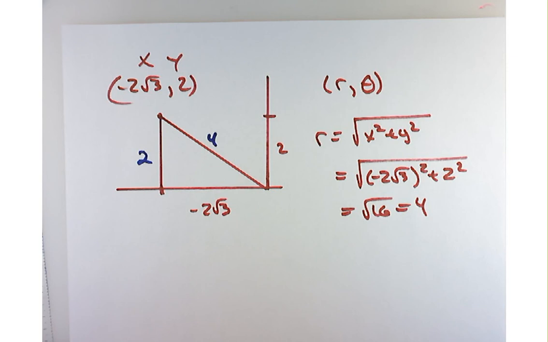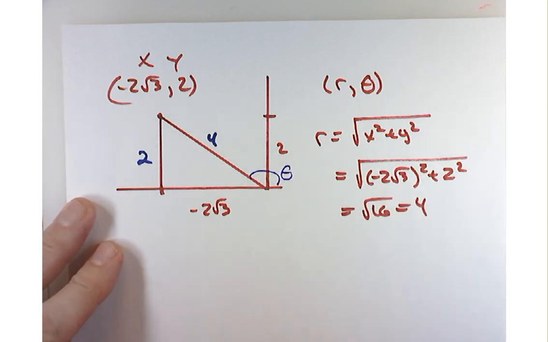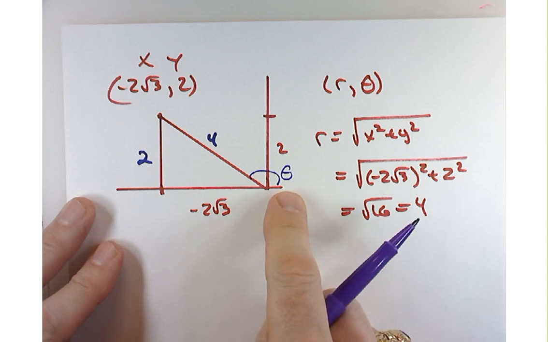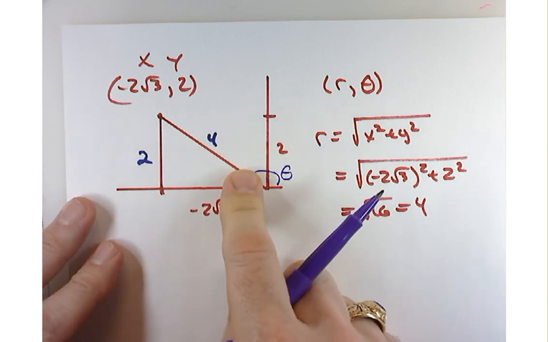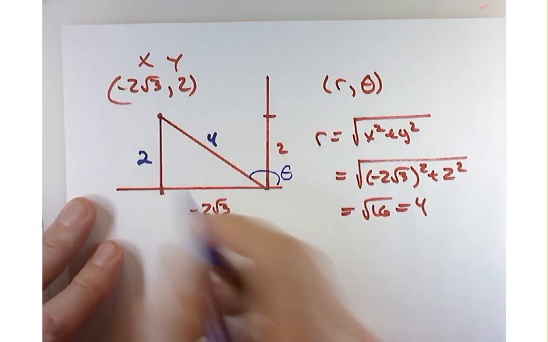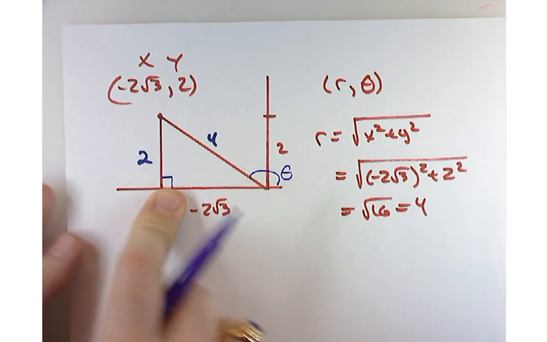Good man. All right, so we know what r is. R is 4. We need to know what theta is. So theta is going to be this here. So you're free to use anything you want. You've got all three sides of this, so you can use any trig function that you want. SOHCAHTOA will work here because this is a right triangle.